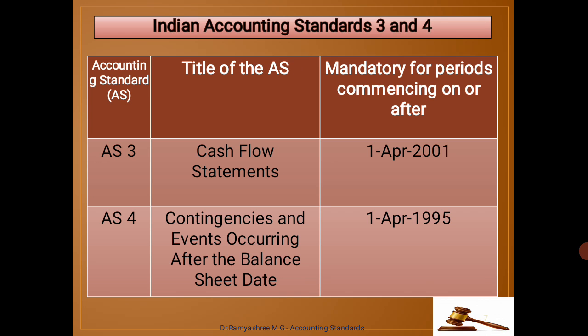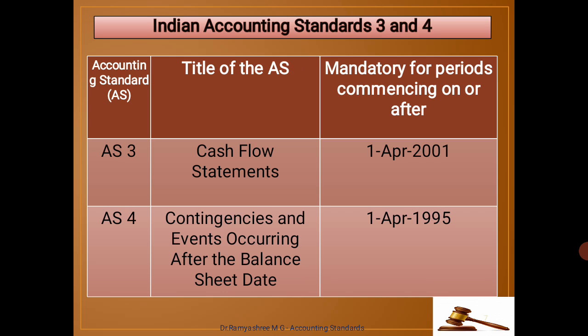Accounting Standard 4 deals with contingencies and events occurring after the balance sheet date. This accounting standard comes into effect in respect of accounting periods commencing on or after April 1st, 1995 and is mandatory in nature for all enterprises.